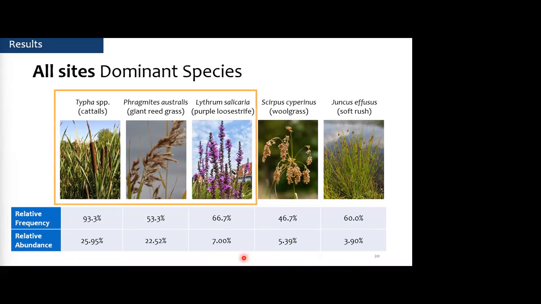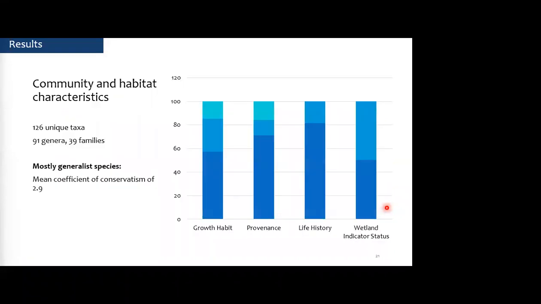These top 3 species by cover are all invasive, although woolgrass and soft rush, as well as many of the subordinate species, were native. Overall, I found 126 unique taxa, including species and genera.